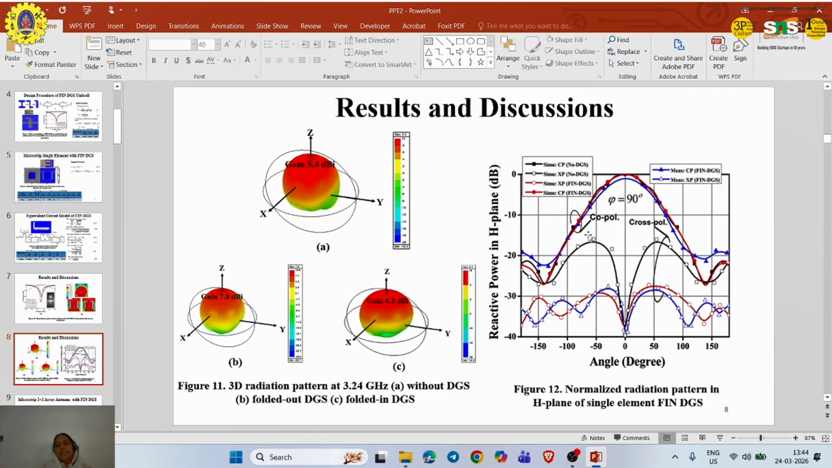The analysis is that we use this technique to reduce the cross polarization. When we reduce the cross polarization, obviously the gain will increase. That is the reason we designed the defected ground structure. This is one of the coupling techniques, where suppressing the cross polarization enhances the gain of the patch antenna.